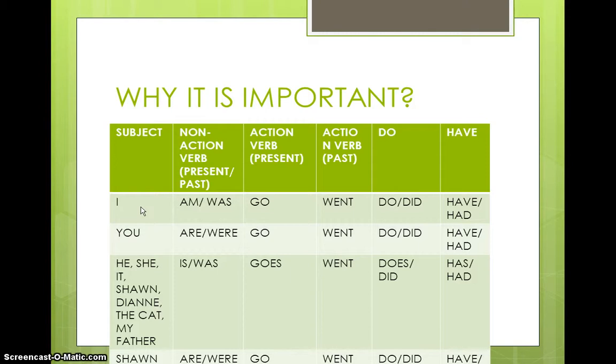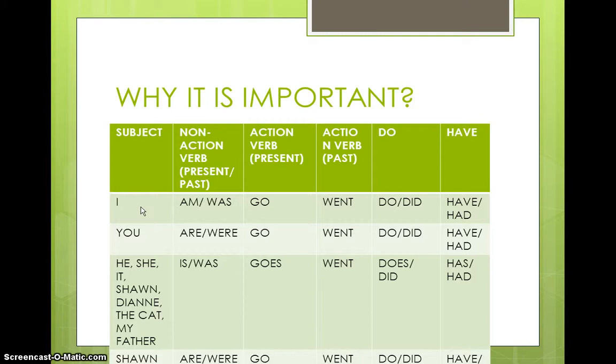Next, for the next subject, you, the non-action verb for present is are, and the past is were, and the action verb present is go, and for the past is went. Do is similar, you do, past tense is you did. You have, past tense is you had.